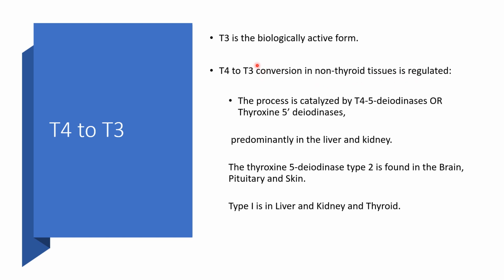Great, because by the time we'll be dealing with thyrotoxicosis and thyroid storm, we will know that we don't need excess of T3. The process is catalyzed by T4-5 deiodinases, predominantly happening in the liver and the kidney. There are other parts of the body. The type 2 deiodinase is found in the brain, the pituitary gland, and the skin. The type 1 deiodinase is found in the liver, in the kidney, and thyroid.